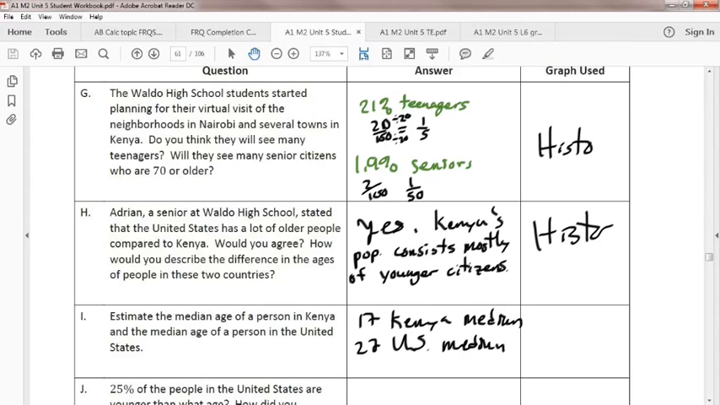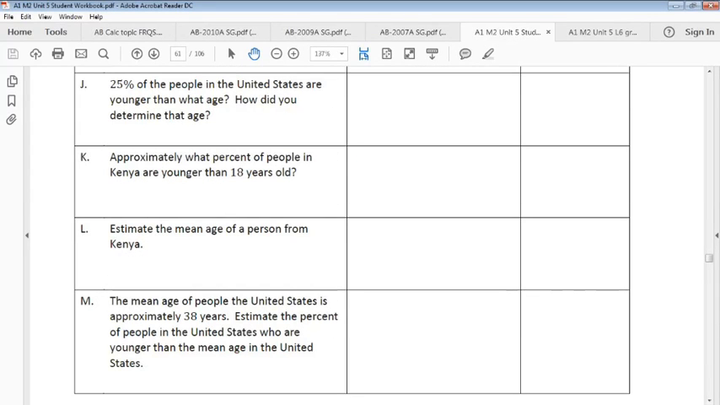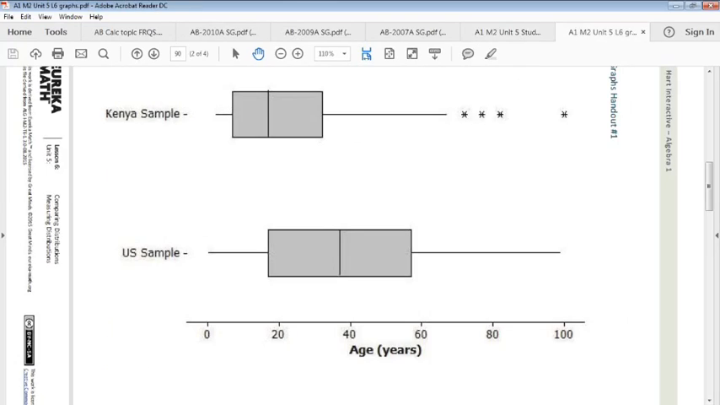Let's read our next question. Oops, I forgot to write that we used the box plot up there. But anyways, we're on this one. 25% of the people in the United States are younger than what age? How did you determine this age? Look at the box plots again. When looking at the box plots, we know that each of these quartiles, wrong word before, each of these quartiles represents 25% of the data.